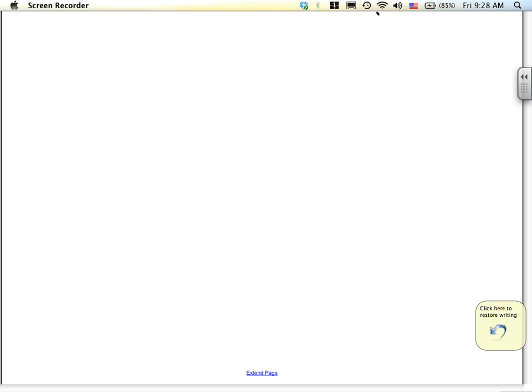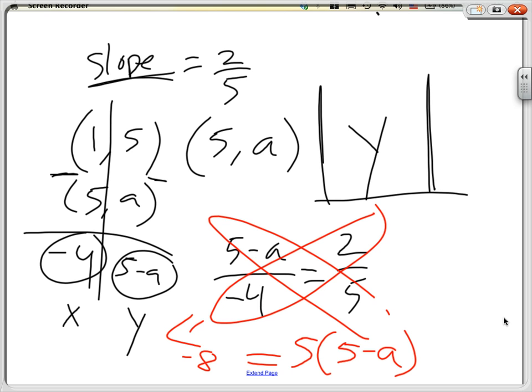Question? Oh, question on that one. Good, right? Okay, so let's simplify. What is 5 distributed to each term? 25 minus 5a, not a. So it's -8 equals 25 minus 5a.